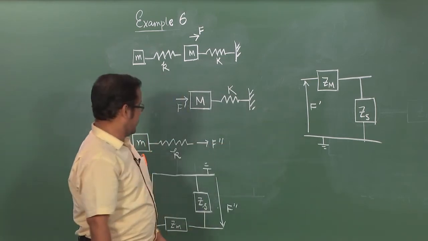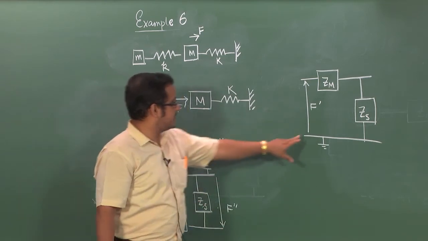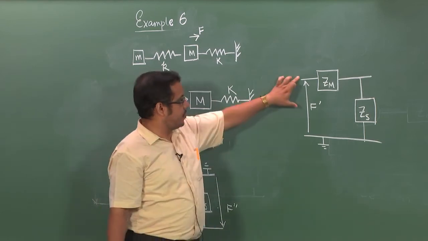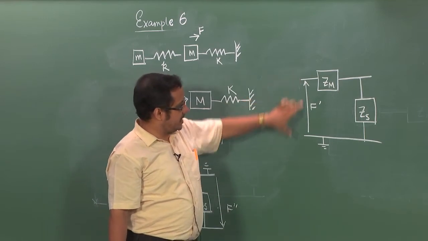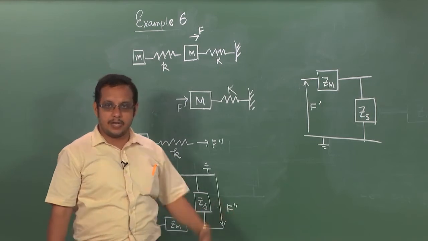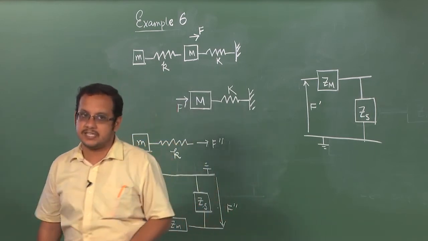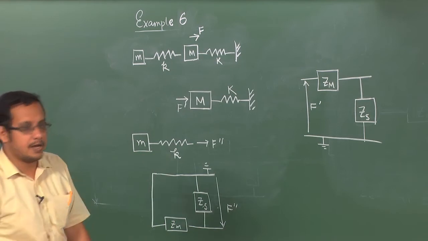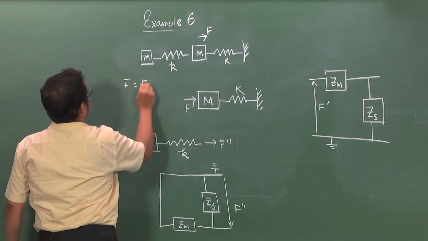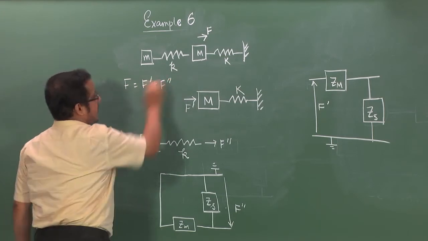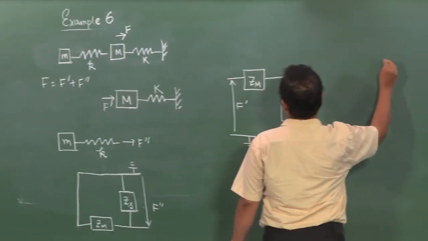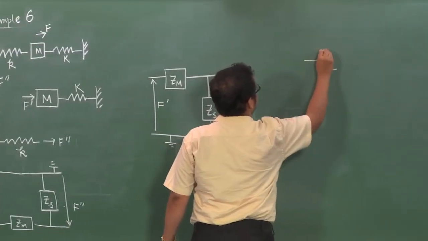How do you join it? You realize that these 2 points can be joined anyway, they are at the same ground. Between these 2 points, what is the potential difference? This point is at F prime above ground, this point is at F double prime below ground. So, the total potential difference is F prime plus F double prime, which is actually F. So, F was F prime plus F double prime, and we can combine these two pictures and put our electric circuit in this fashion.